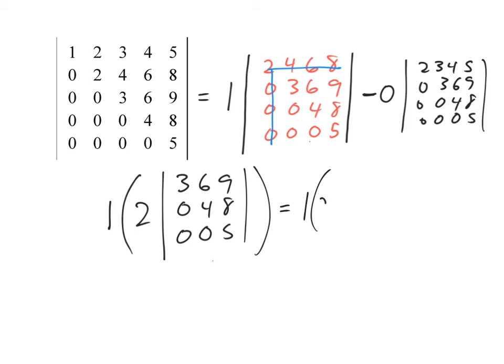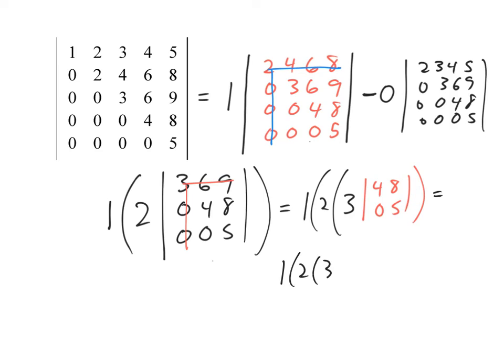And that's going to be 1 multiplied by 2, and then this is going to be multiplied by 3, multiplied by its minor, which is going to be 4, 8, 0, 5. And then its determinant is going to be just 4 times 5, which is 20, minus 0. So this is going to be the same thing as 1 times 2 times 3 times 4 times 5.